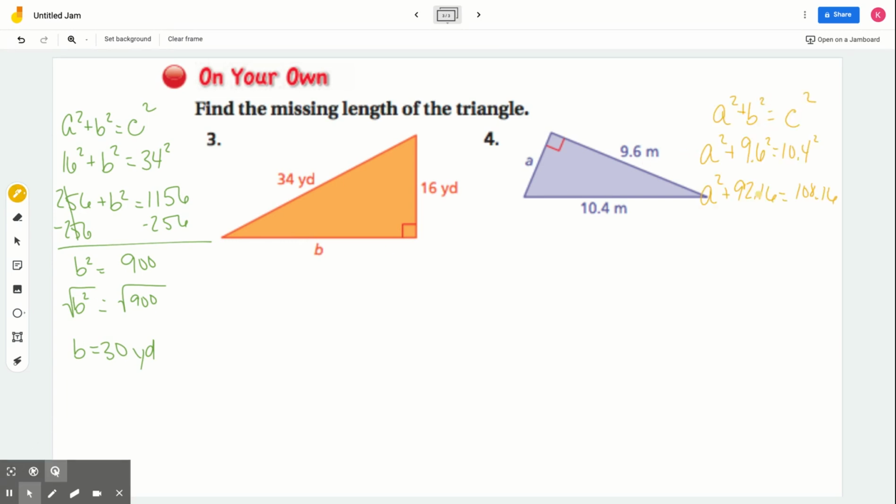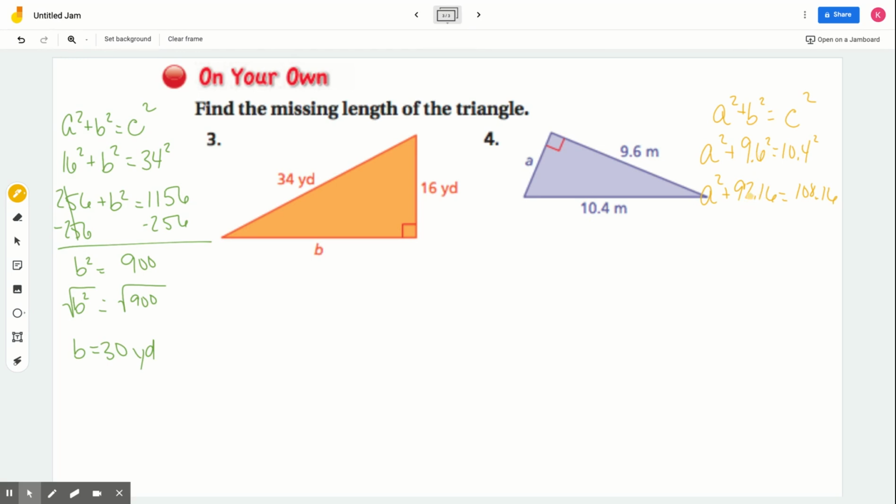All right, here you can see I've started the problem for you. A squared plus b squared equals c squared. We know that we are missing side A, so a squared plus 9.6 squared equals 10.4 squared. I know that 10.4 goes in the spot where C goes because it is the longest side and it is opposite of the right angle.